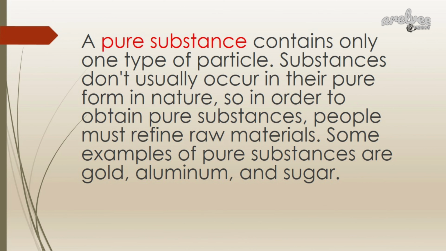Now let us discuss pure substance. A pure substance contains only one type of particle. Substances don't usually occur in their pure form in nature. So in order to obtain pure substances, people must refine raw materials. Some examples of pure substances are gold, aluminum, and sugar.